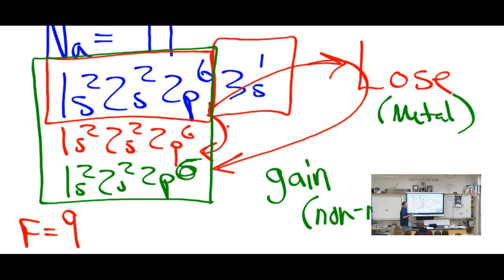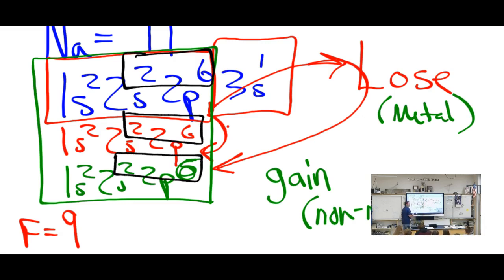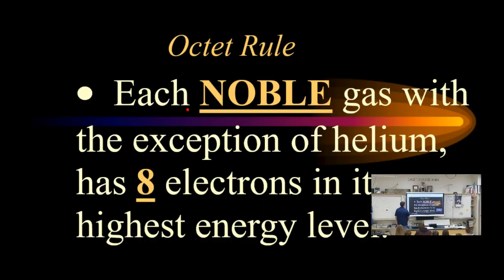2 plus 6 is 8. So look, this is the octet rule. It's saying that the valence electrons equal 8. As long as we have that, we have the octet. Good enough? All right, now, let's move on.